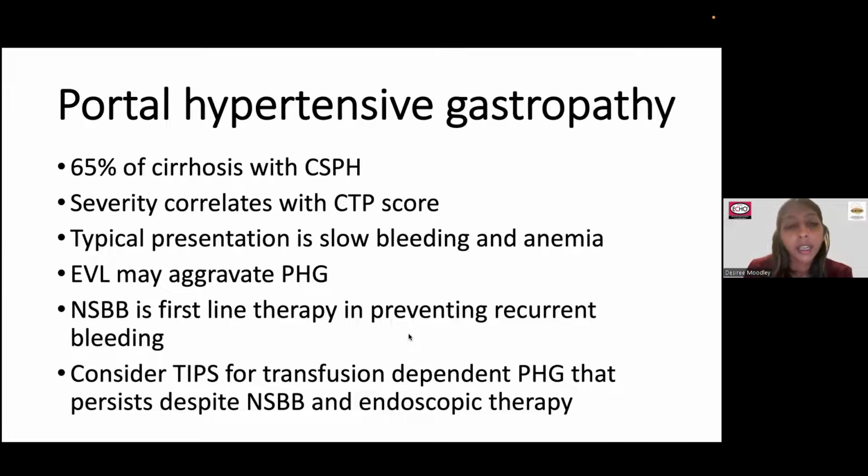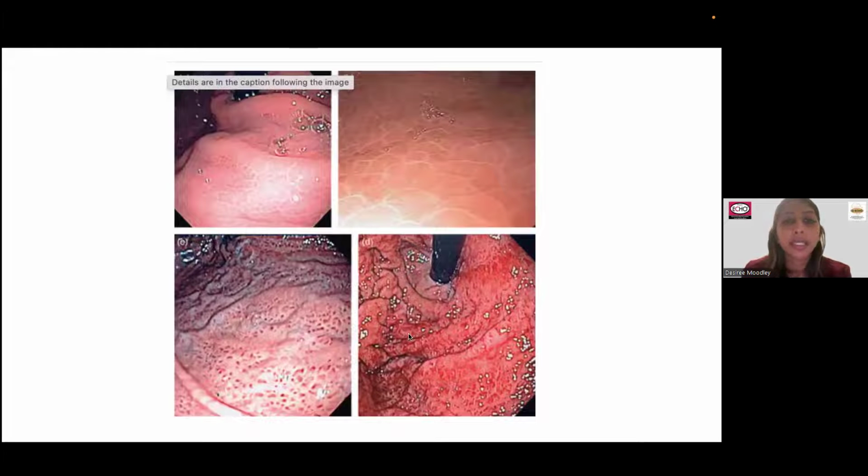For first line, we use non-selective beta blockers to prevent recurrent bleeding. But if they become transfusion resistant or transfusion dependent, and it persists despite a non-selective beta blocker and endoscopic therapy, you can consider TIPS for these patients. These are just some pictures of that typical snake skin that you see, and at the bottom you can see how badly some of them can bleed.